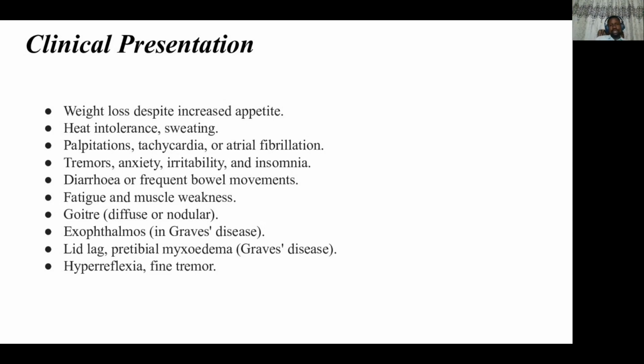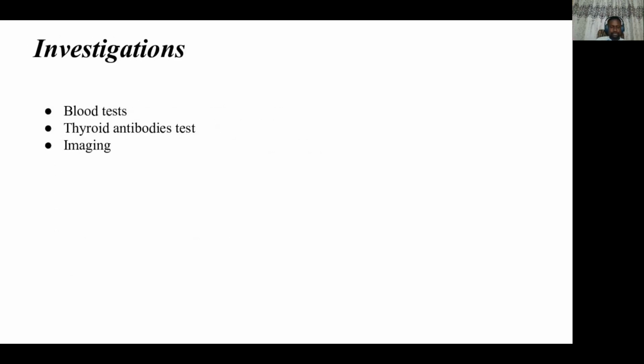Now, when you find this, it is not actually enough to arrive at a diagnosis. We also need to further do investigations, and some investigations to be done include blood tests. Blood tests like test for the thyroid stimulating hormone. We expect to find a decreased level of thyroid stimulating hormone. We're expected to also find elevated free thyroxine and or also elevated triiodothyronine.